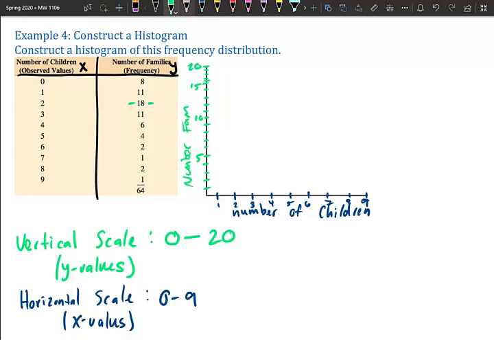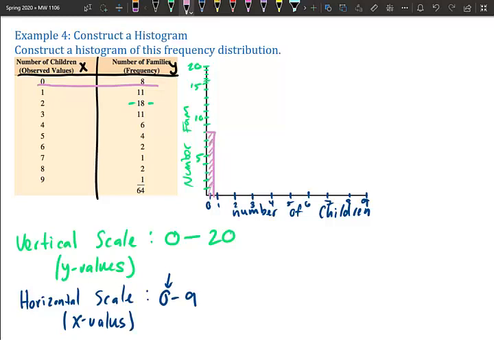All right, now we do these all. We look at our number of children, we look at our number of families, and we put it on our graph. So, oh, we're missing 0. Forgot that. All right. So for our first one, we had 0 children. 8 people said they had 0 children. So 5, 6, 7, 8. 8 people had 0 children.